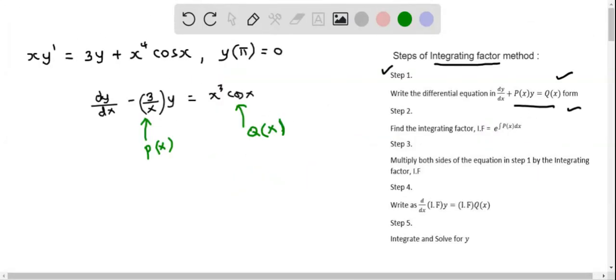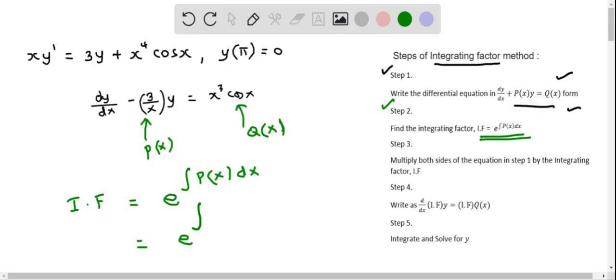Let's do step 2 now. That is, we have to find the integrating factor given by integrating factor equals e raised to the power of integral of p of x dx. We find the integrating factor, and this is given by e raised to the power of integral of p of x dx. So now I'm going to substitute p of x, which is negative 3 over x, into this formula for the integrating factor.